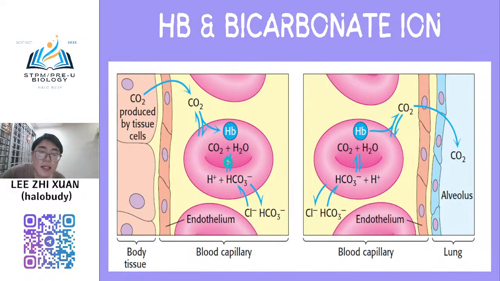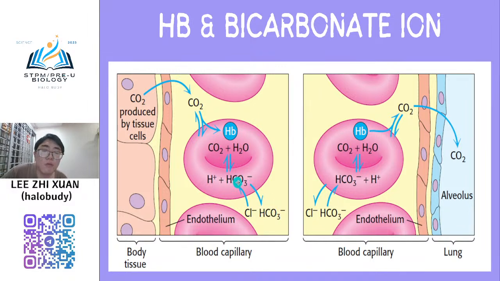Once the carbonic acid is formed, it will dissociate into hydrogen ion and bicarbonate ion using the same enzyme, carbonic anhydrase. It will release hydrogen ion and bicarbonate ion. If you see here, this bicarbonate ion will later diffuse out from the erythrocyte.